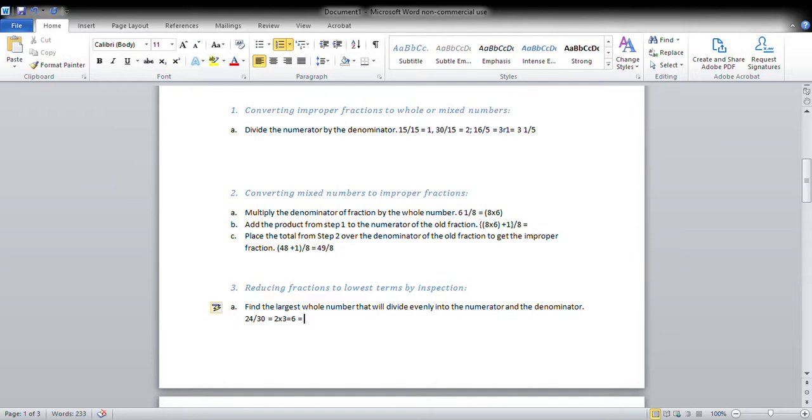So again, I said that we want to find the largest whole number that will divide evenly into the numerator and the denominator. So we start small and we say, okay, these numbers, 24 and 30, are divisible by 2. And what we have when we divide these numbers by 2 are 12 and 15 respectively. We can't divide them by 2 again, but that's where we would start. We would try to divide them by 2. We can't do that. We have to divide them by 3. That's the next whole number. So 2 times 3 is 6. I shouldn't say equals because it's a separate step.